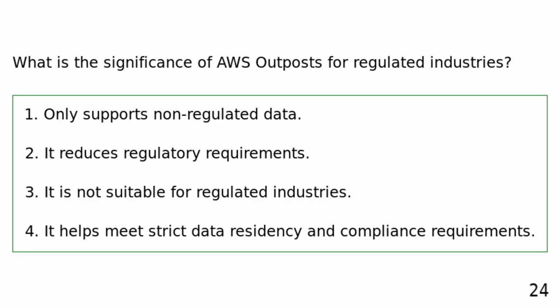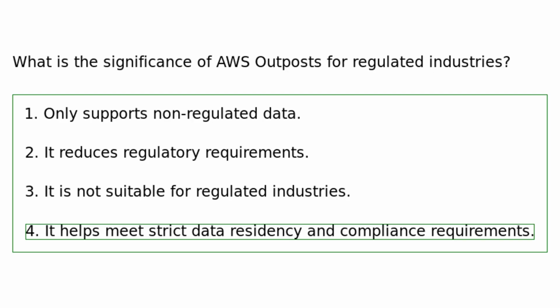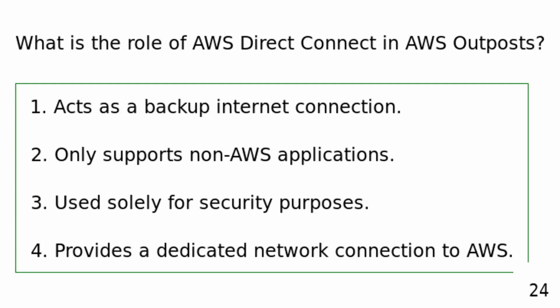What is the significance of AWS Outposts for regulated industries? Only supports non-regulated data. It reduces regulatory requirements. It is not suitable for regulated industries. It helps meet strict data residency and compliance requirements. AWS Outposts helps regulated industries meet strict data residency and compliance requirements by keeping data on-premises and providing secure connections to AWS services.